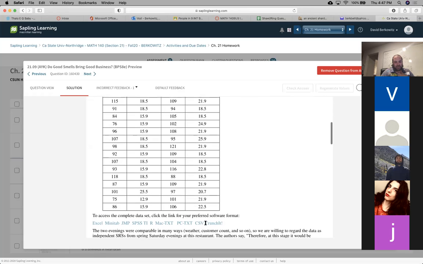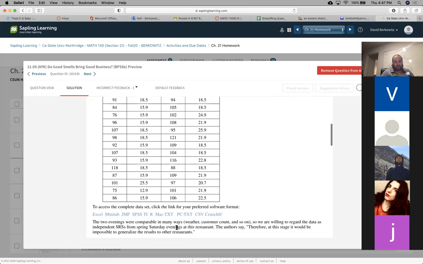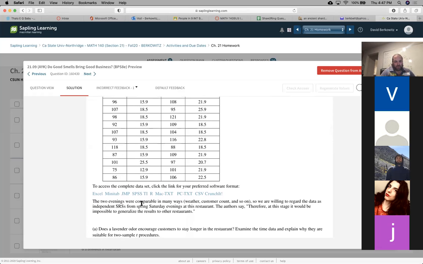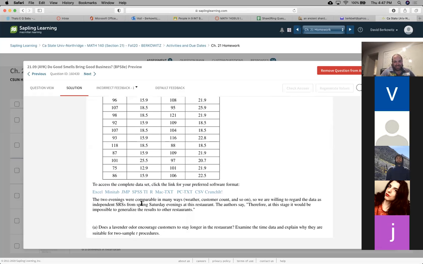The 2 evenings were comparable in many ways, so we are willing to regard the data as independent SRSs from spring Saturday evenings at this restaurant. The authors say that, at this stage, it will be impossible to generalize these results to other restaurants. Does a lavender odor encourage customers to stay longer in the restaurant? Examine the time data and explain why they are suitable for 2 sample procedures.